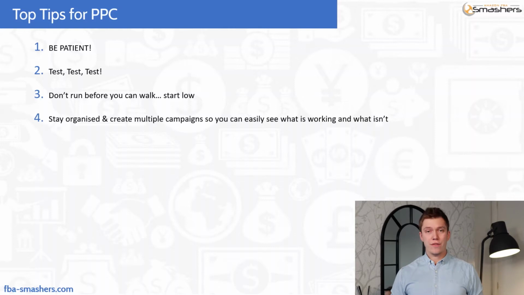Now, number four, the fourth tip is to stay organized and create different campaigns and create portfolios. A mistake that I made when I very first started selling on Amazon is I just created one big manual campaign that had hundreds of keywords in it, chucked on like a 20 or 30 pound budget, and then just kind of let it run.